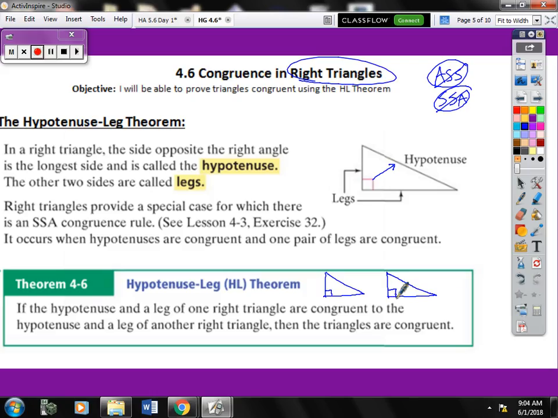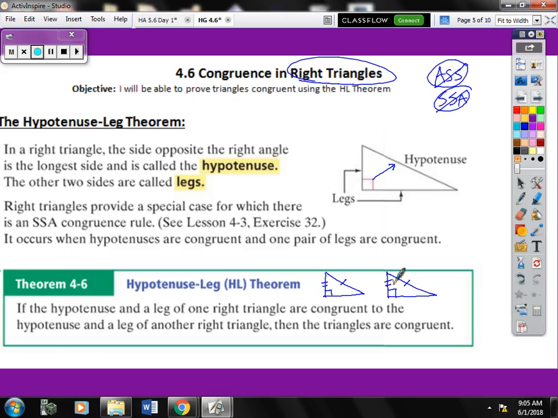Okay, those don't appear congruent at all, but just pretend. The hypotenuse leg theorem says that if the hypotenuse is congruent to the hypotenuse and one leg is congruent to the other corresponding leg, that will be enough to prove the triangles are congruent. Now, if you were to look at this and actually write your angles and your sides, you would say ASS, ASS, and we would say, oh no, they're not congruent.